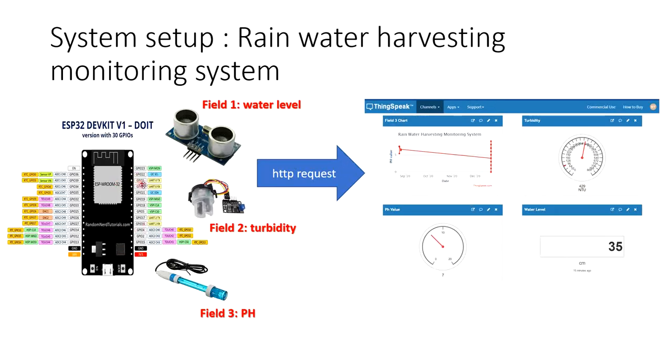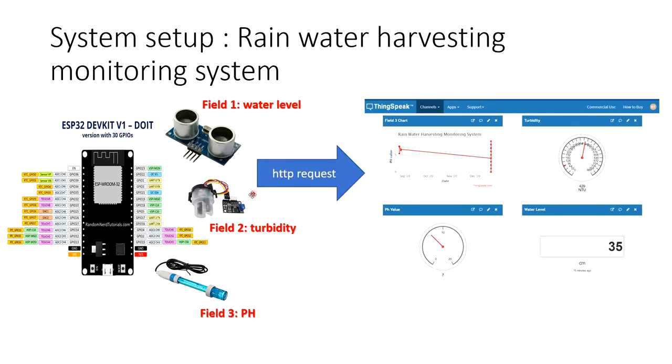Basically, for the ESP32, it comprises 3 main sensors. The first one is the ultrasonic sensor. It is responsible for measuring the water level inside of the rainwater harvesting tank. I have shown you the concept of the ultrasonic sensor previously. For this particular case, we just assign the field 1 ID to the ultrasonic sensor.